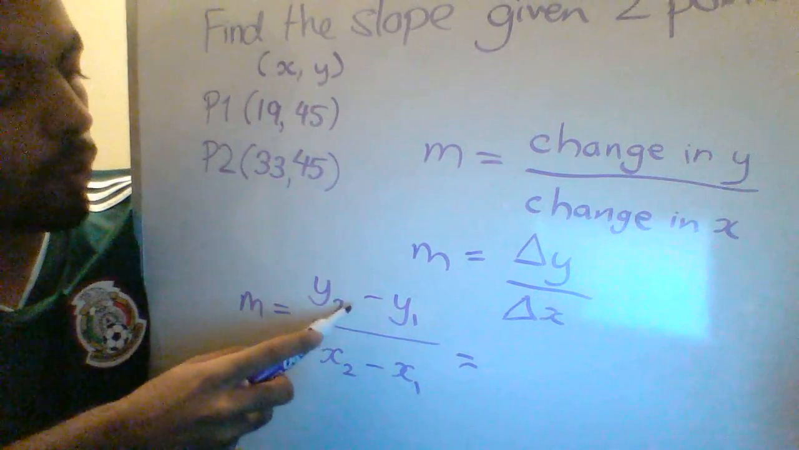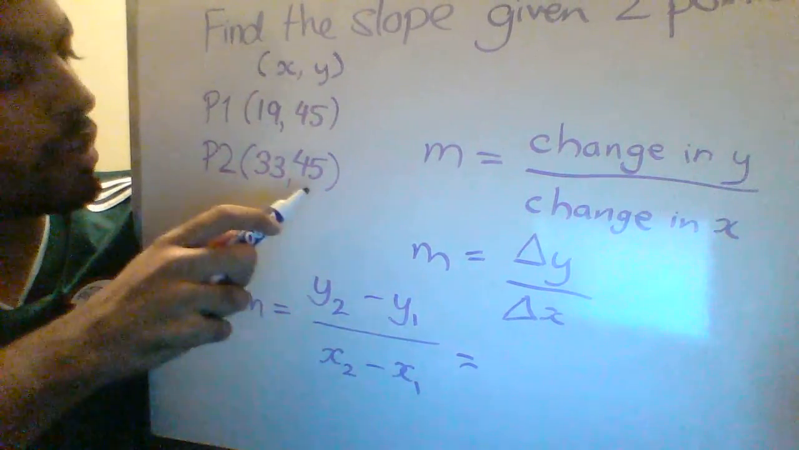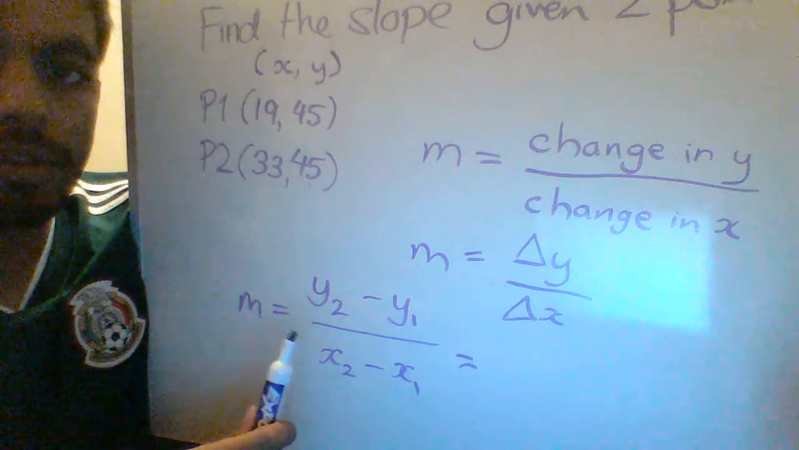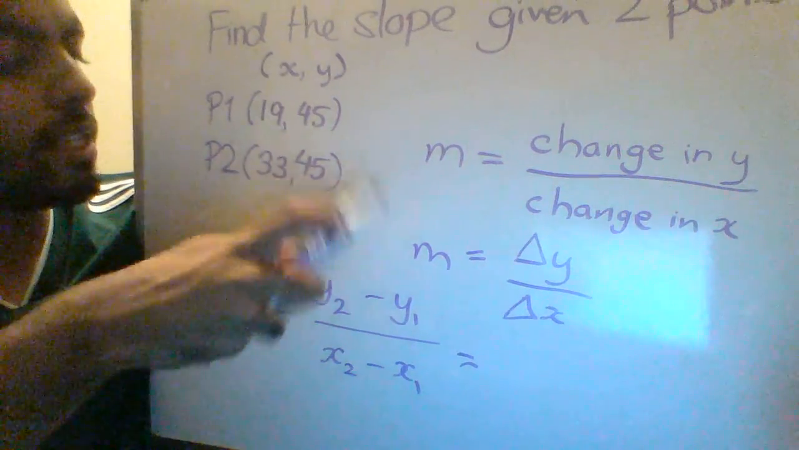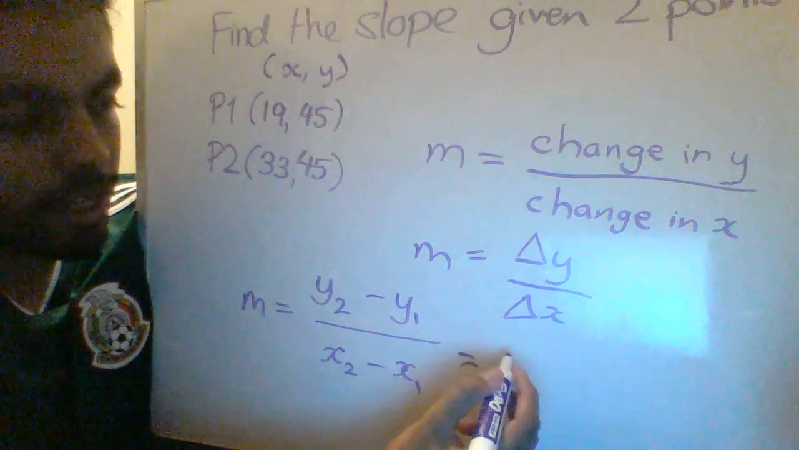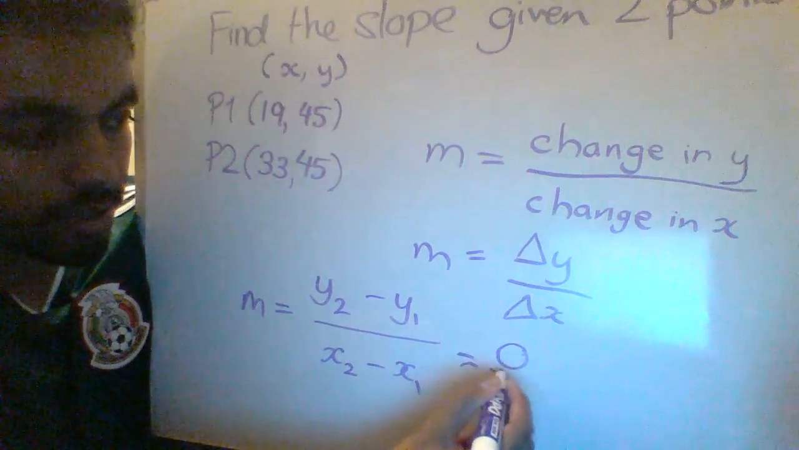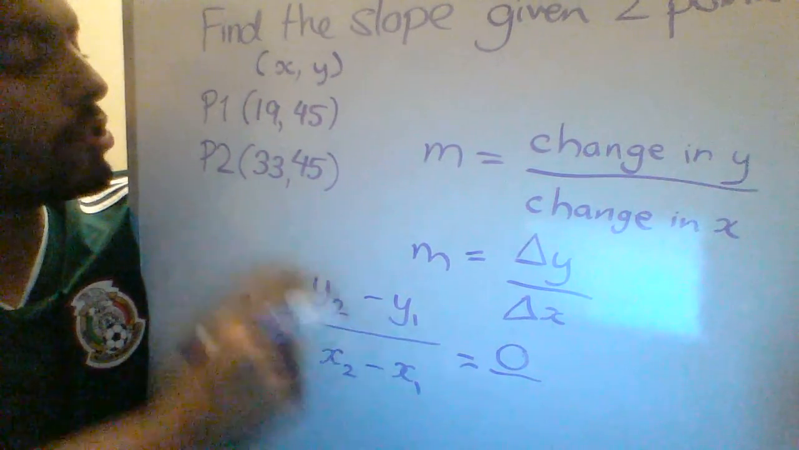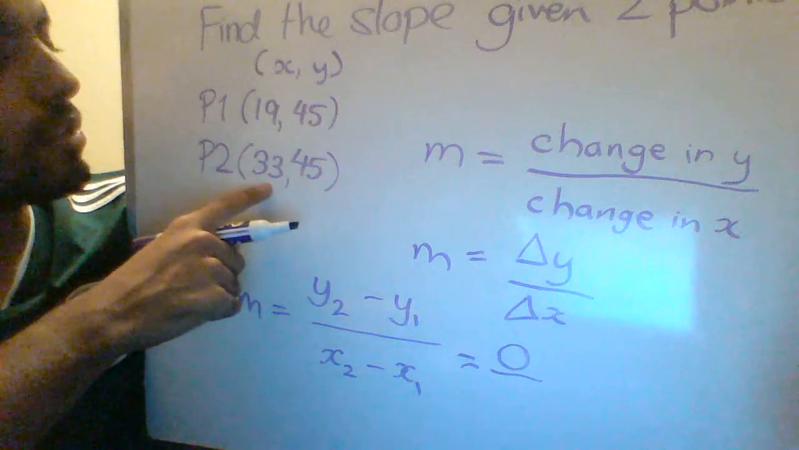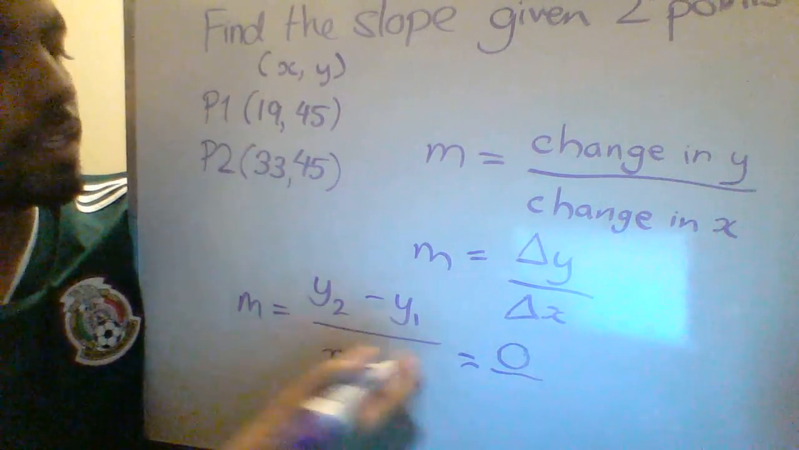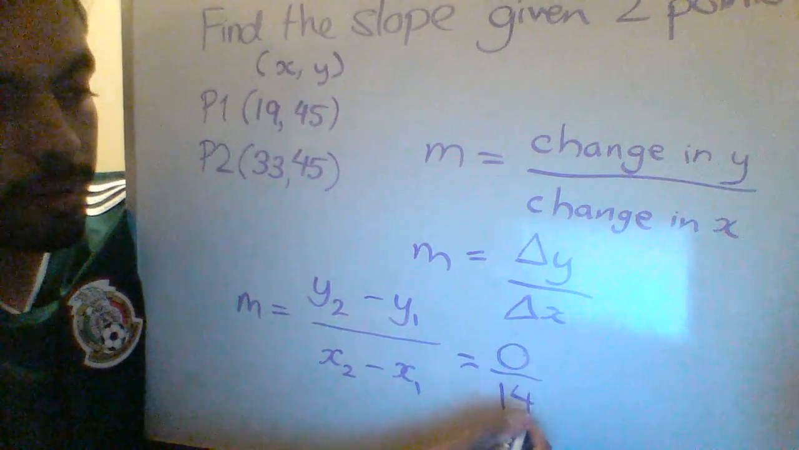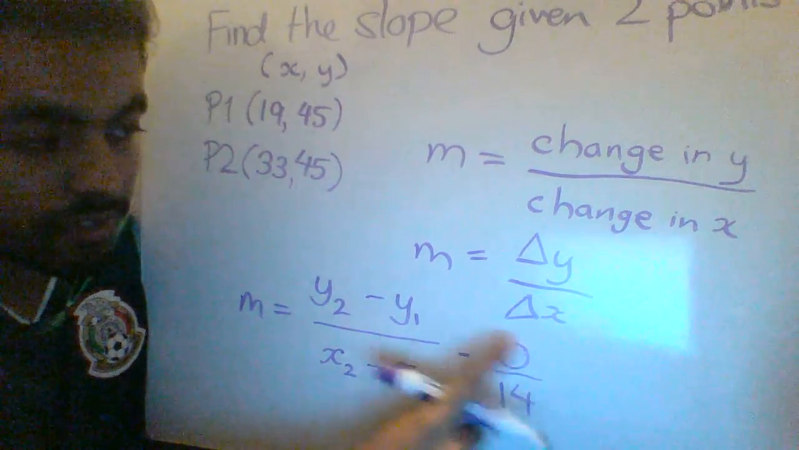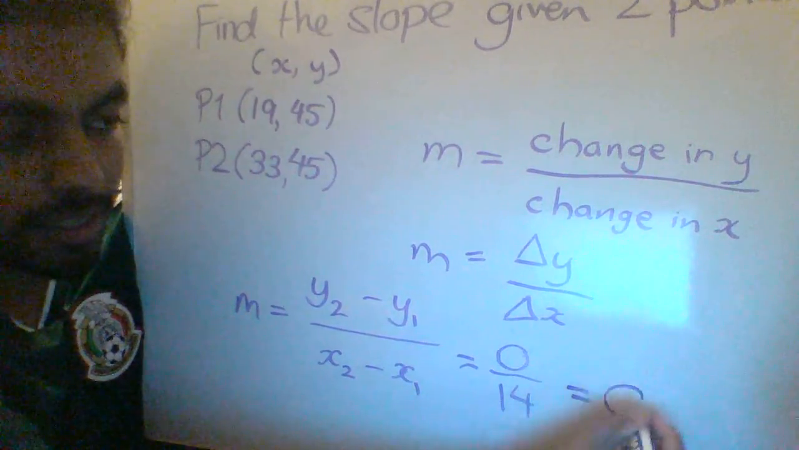Now if you look, y2 and y1 are the same thing. They're both 45. And so what that means is the change in y is 0, because 45 minus 45 is 0. Now the change in x, we can calculate it. It's 33 minus 19, which is 14. But any number on the bottom here would still make this fraction come out to exactly 0.